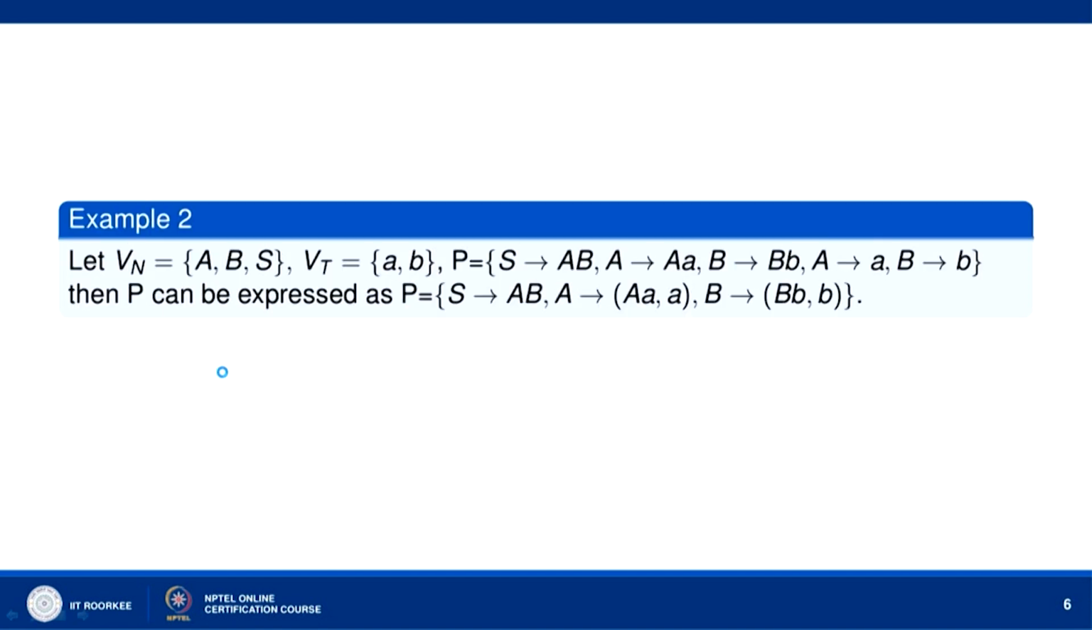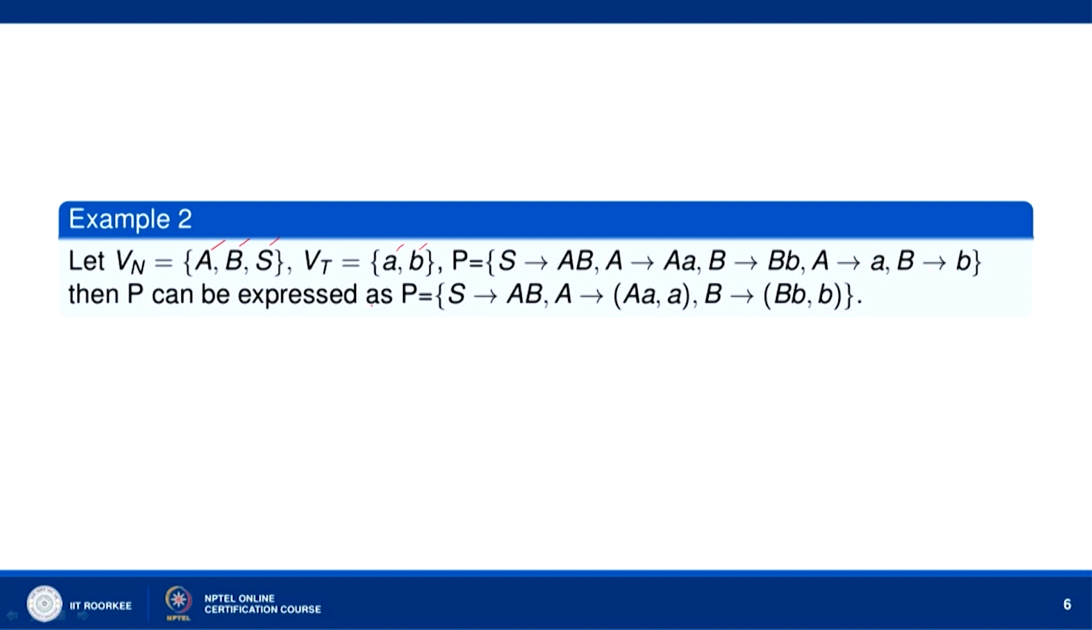Now, let us say Bn, which is the set of non-terminal symbols, consists of A, B, S. S is the start symbol, and Bt, which is the set of terminal symbols, consists of a, b, and P is the set of productions, which consists of S goes to aB, A goes to a, B goes to b, B goes to bB, A goes to aB, B goes to b.